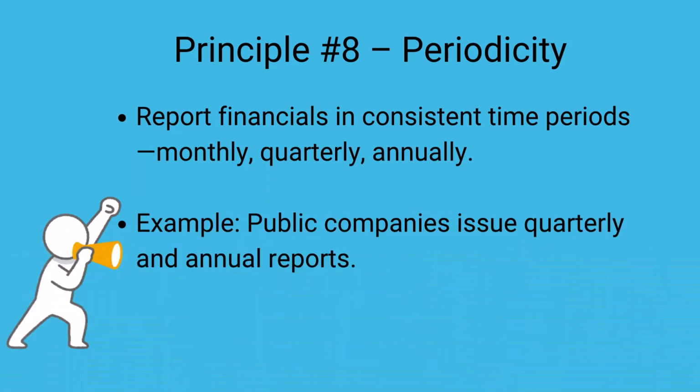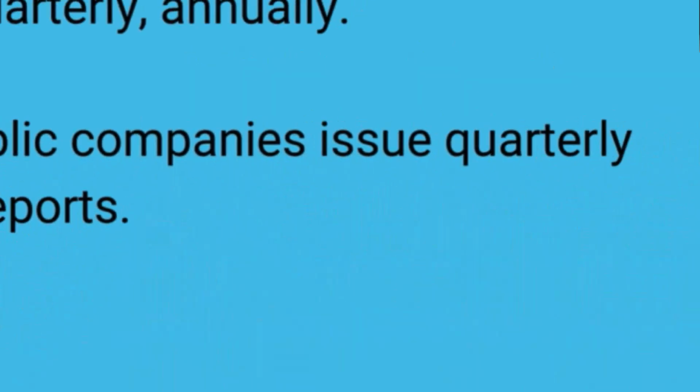Principle number 8, periodicity. Report in consistent time intervals. The periodicity principle says that a company's financial performance should be reported in standard, consistent time periods, like months, quarters, or fiscal years. This structure allows stakeholders to assess how the business is performing over time. By dividing financial activity into defined intervals, companies can provide timely, relevant information that supports meaningful comparisons and better decision-making.